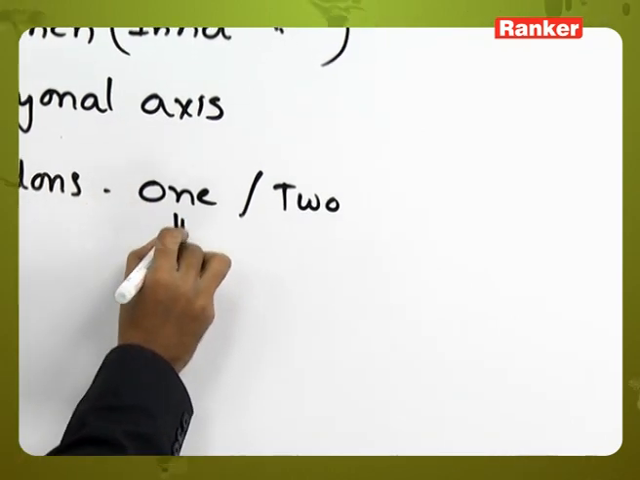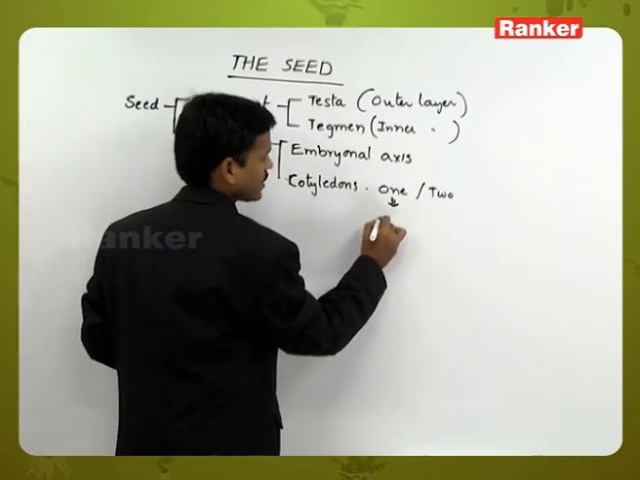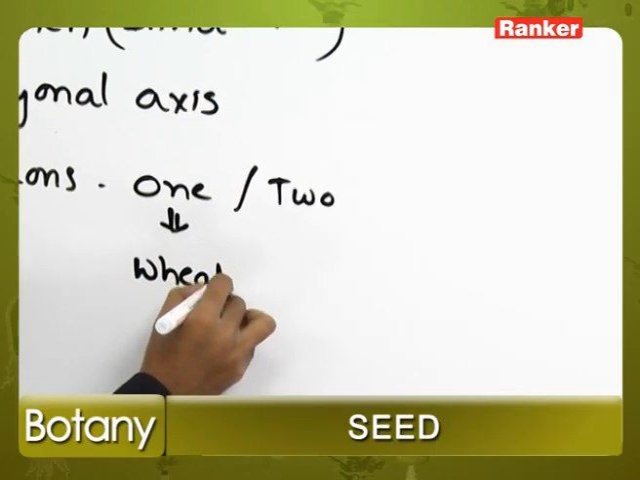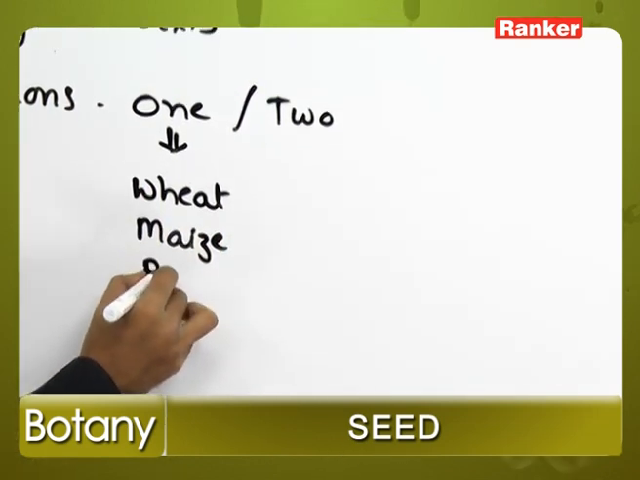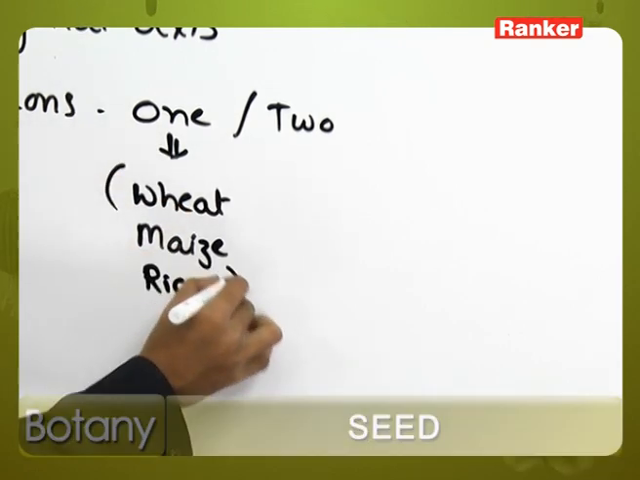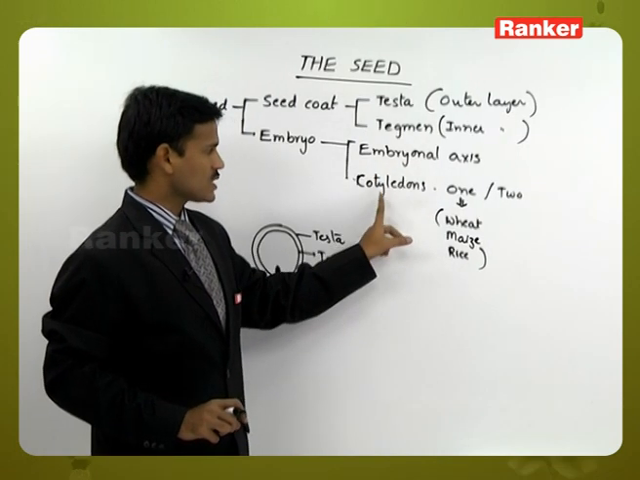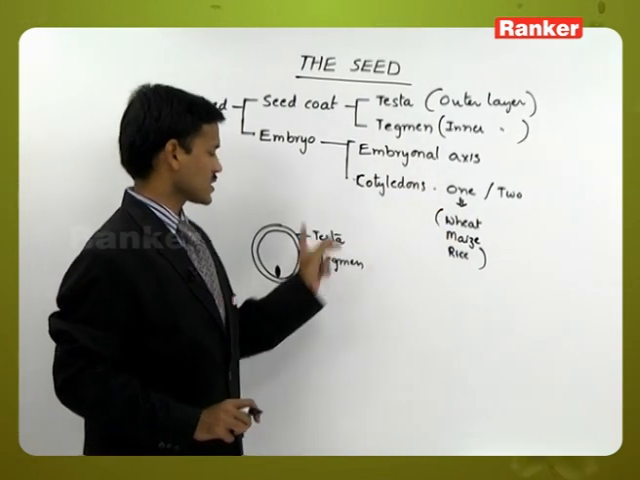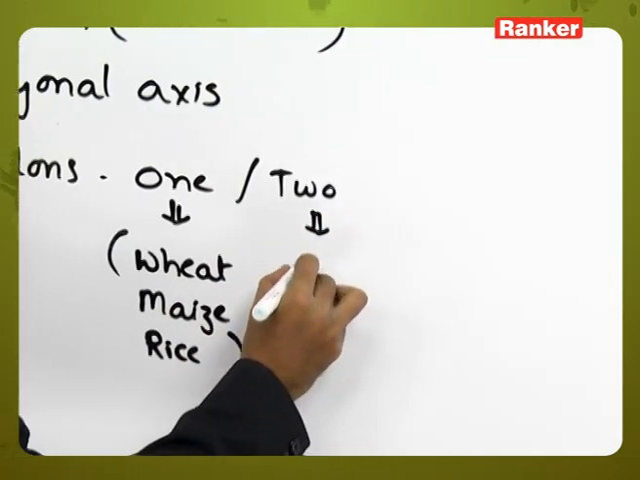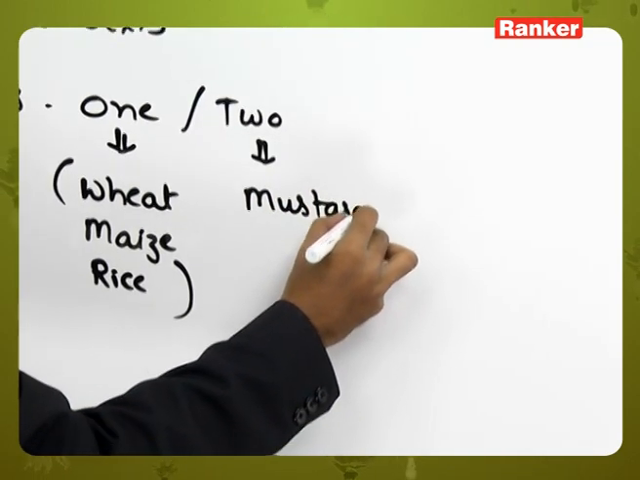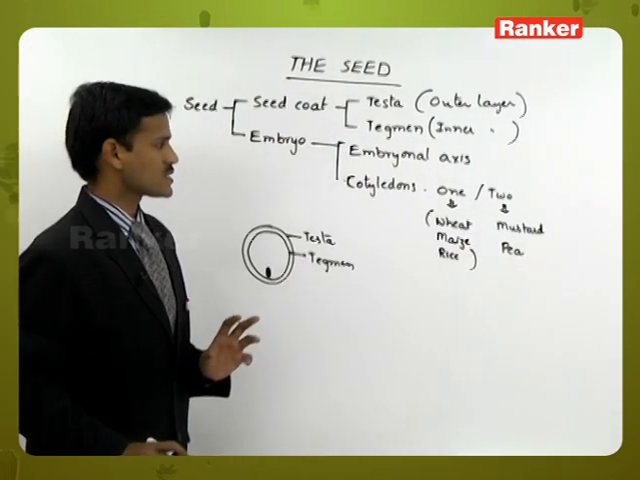One or two. So one cotyledon is present in monocot plants, like here wheat, maize, rice. So these crops in the Poaceae family are monocot plants. Here only one cotyledon is present. And in dicot plants like here mustard or pea, two cotyledons are present.